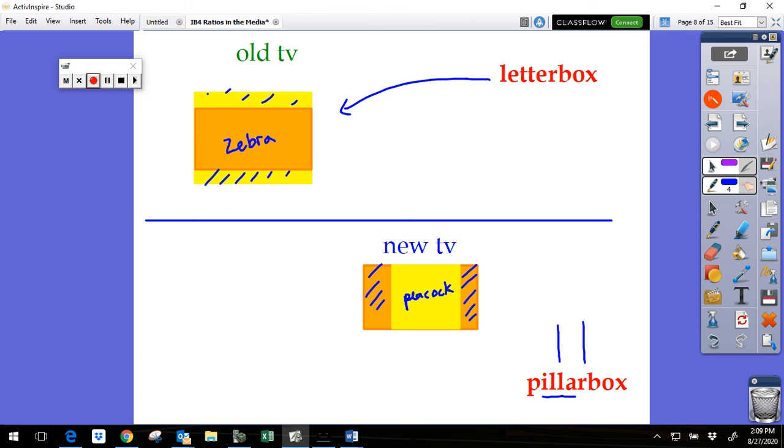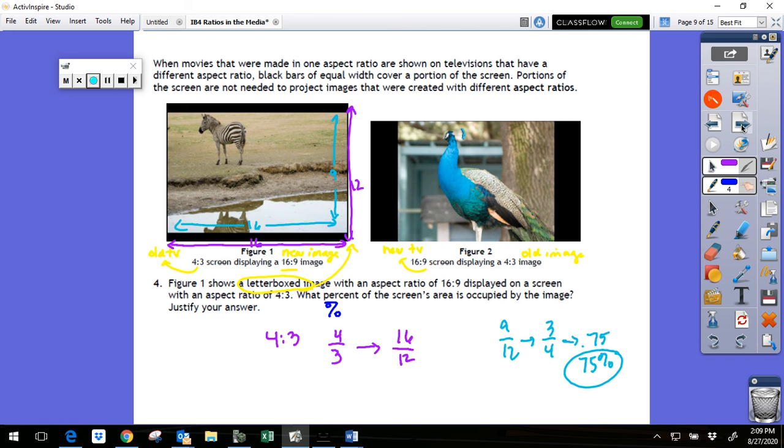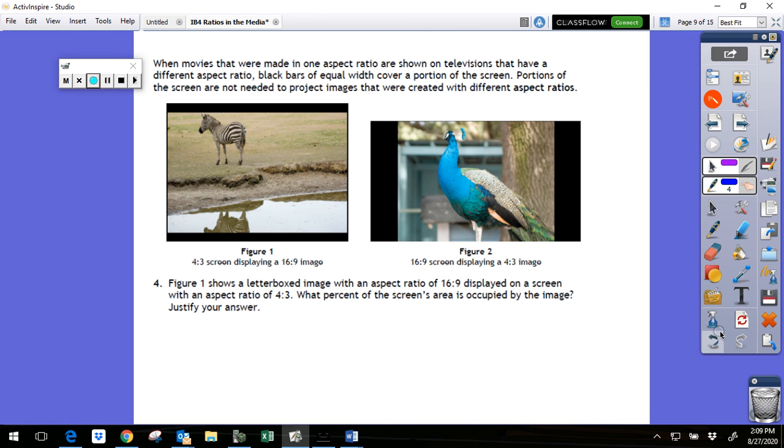So think like pillars on a house. Pillars are tall, almost like columns. Letterbox is you're like taking something and you're putting it in a mail slot. That's what they picture this to look like. So on the back, it just says, when movies that were made in one aspect ratio are shown on televisions that have a different aspect ratio, black bars of equal width cover a portion of the screen. Portions of the screen are not needed to project images that were created with different aspect ratios.